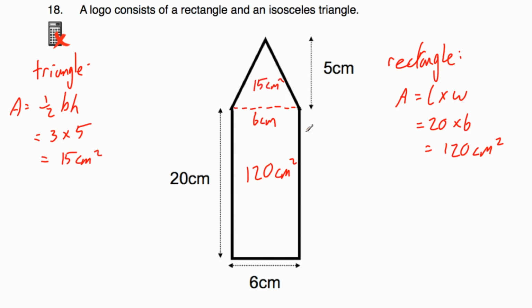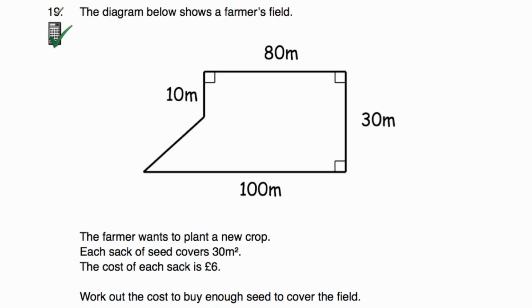Now I've been asked to find the area of the whole logo, so we're going to add together 120 and 15. So 120 plus 15 gives us the area of the whole logo, which is 135 centimeters squared. And that's it. Okay, let's have a look at question number 19.